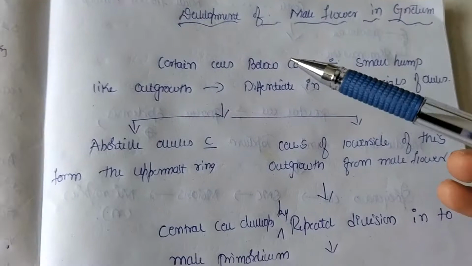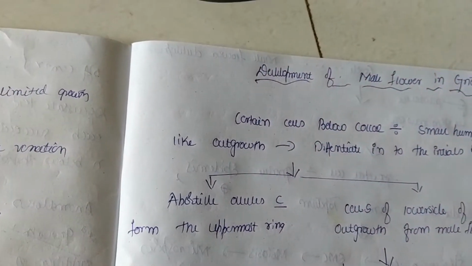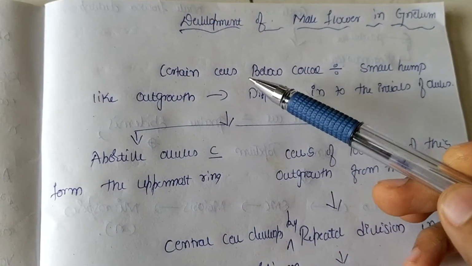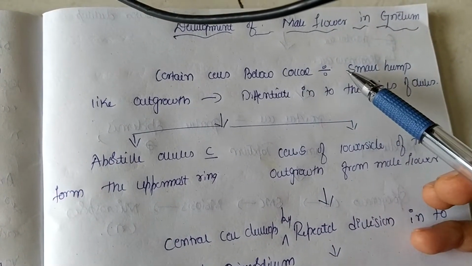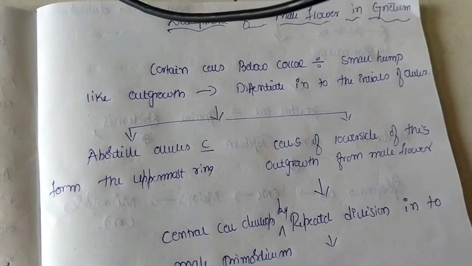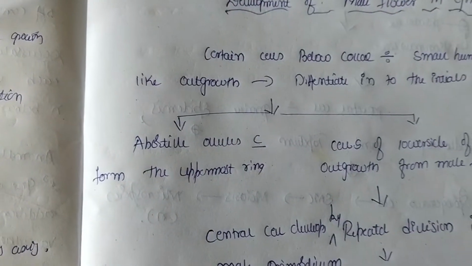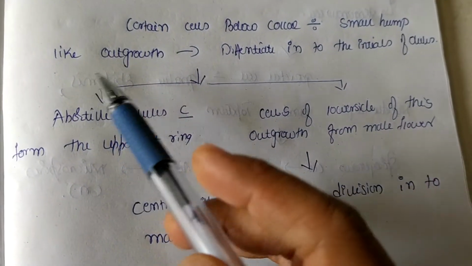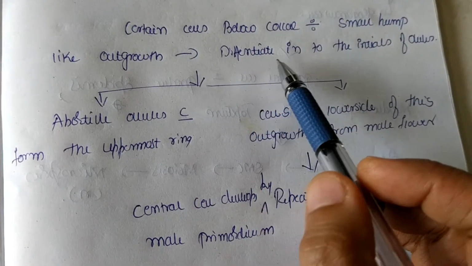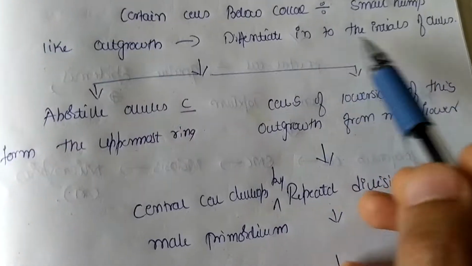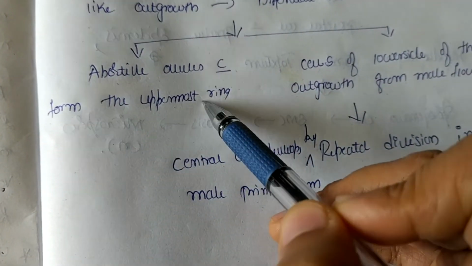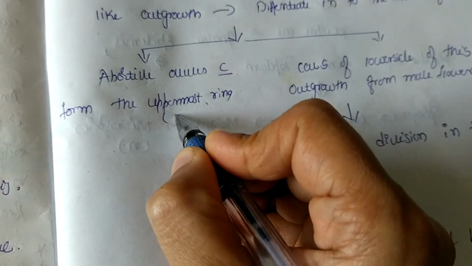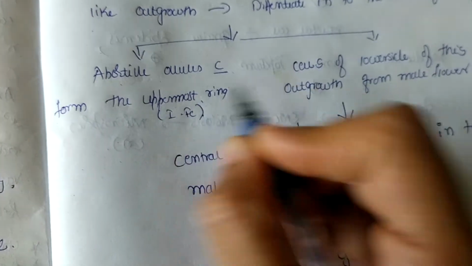So we have a central mass of cells. These central cells, the cells below the collar, are going to divide and form a small hump, an outgrowth-like structure, which is going to differentiate into initials. Two types of initials: one will be abortive ovules, which form the uppermost ring. These are nothing but the imperfect females, which are sterile in nature.